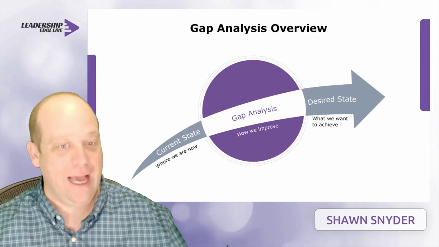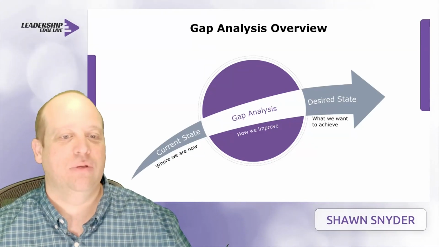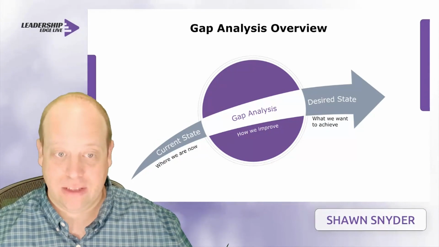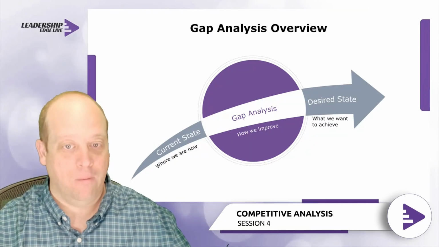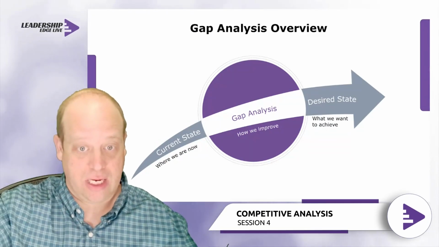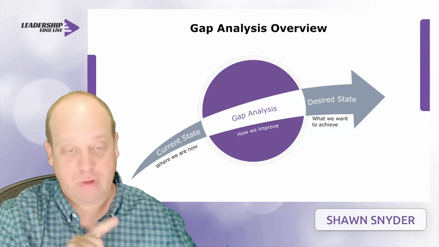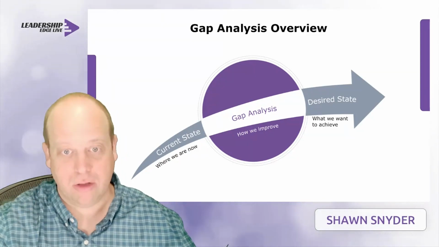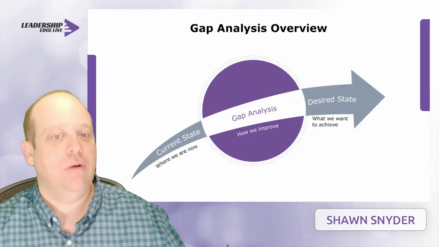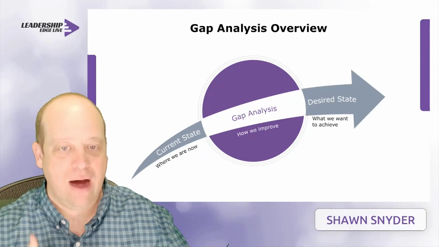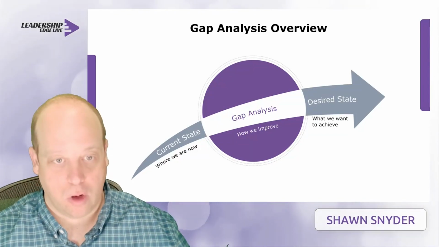Now, in a gap analysis, we have to be able to translate our current state, which is where we are now, towards our desired state, which is what we want to achieve. But the gap in between those two, between where we are today and where we want to be, that's what we call a gap analysis. This is how we improve, how we're going to grow.